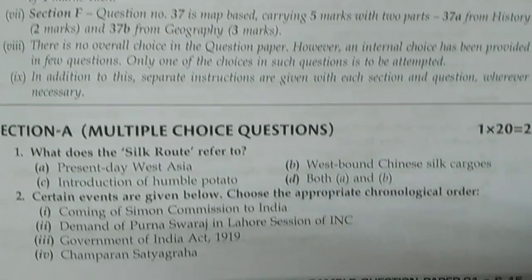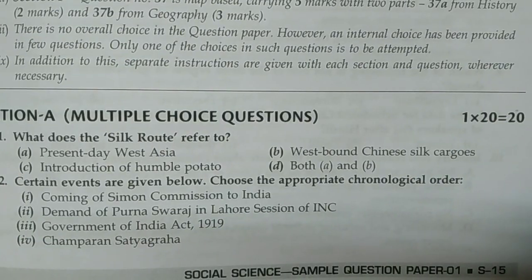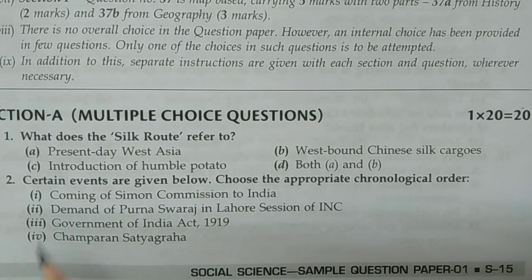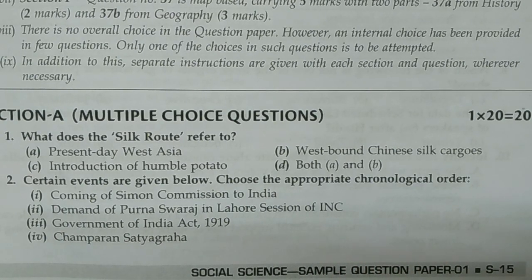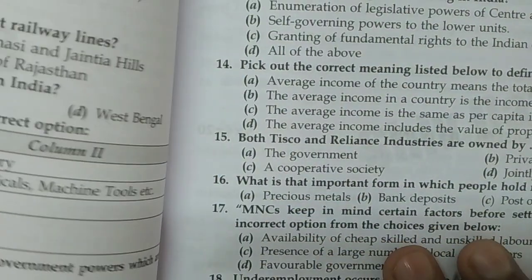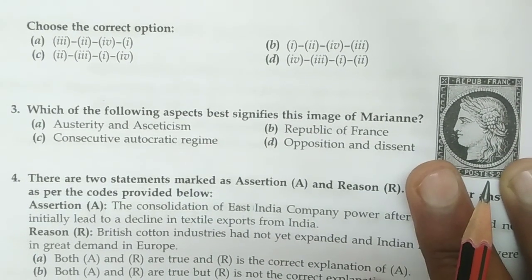So it's Section A. You can see here multiple choice questions, carrying 20 marks. These questions are really very important. You need to understand. Question: what does the Silk Route refer to? You have 4 options, and you can find your correct answer. Second, certain events are given below. Choose the appropriate chronological order. So you can find your exact answer. Now more questions are on the next page. These are the options for the questions we covered on the last page.